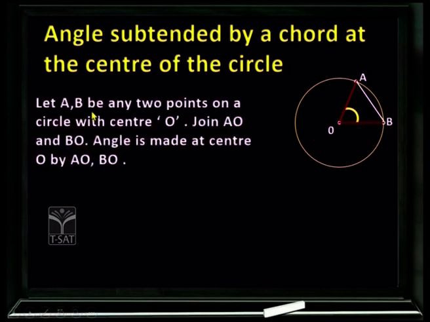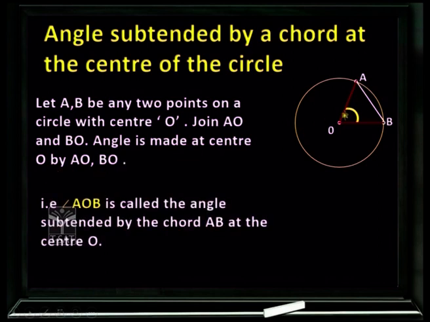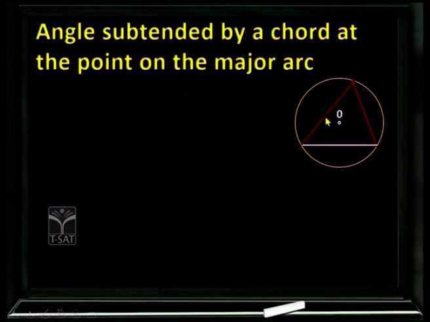Now, let A, B be any two points on a circle with center O. Join AO and BO. An angle is made at center O by AO and BO. Then angle AOB is called the angle subtended by the chord AB at the center O.